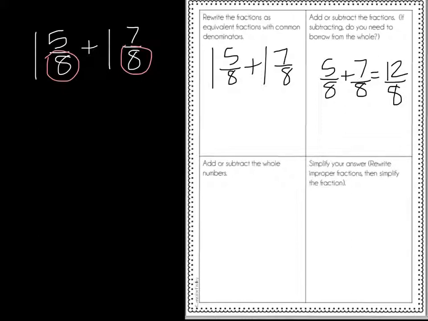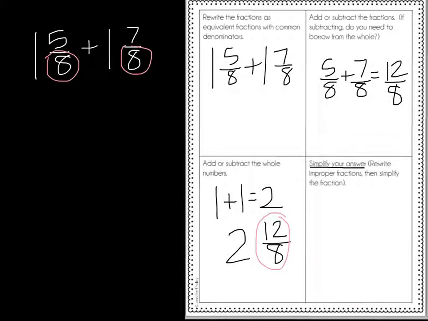12/8. Now I need to add and subtract the whole numbers. 1 plus 1 equals 2. So I have 2 12/8. Now I need to simplify my answer. There's a lot going on here. First, I need to take care of my improper fraction. Then I'll need to simplify.